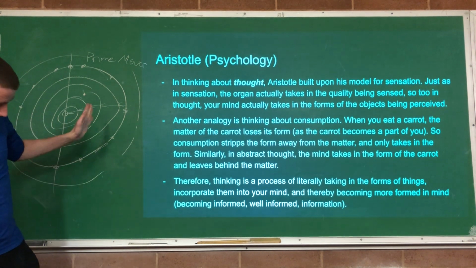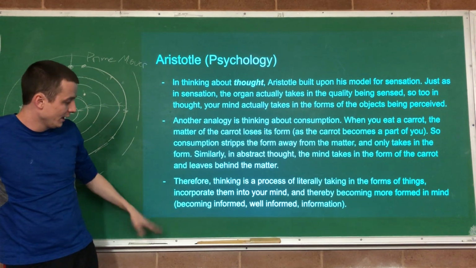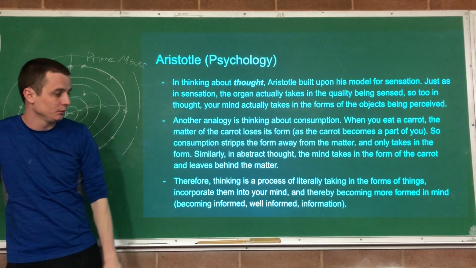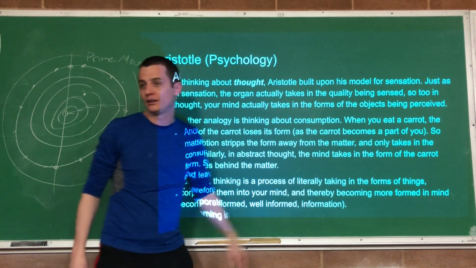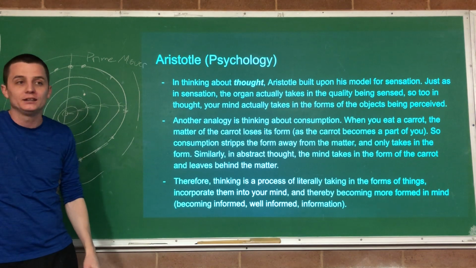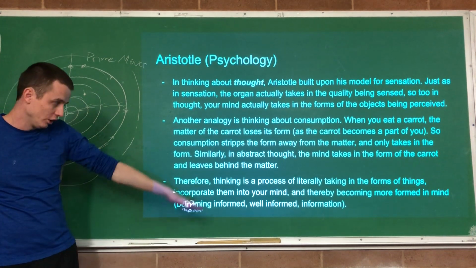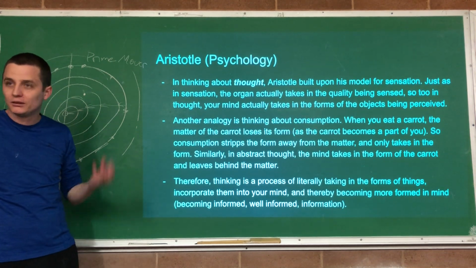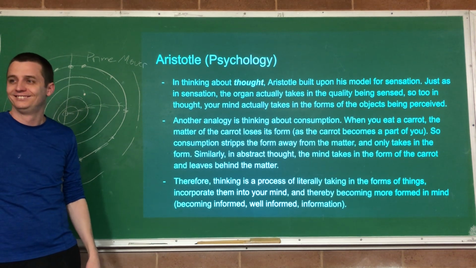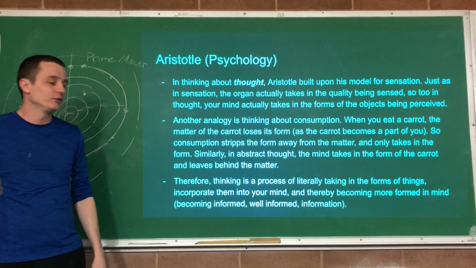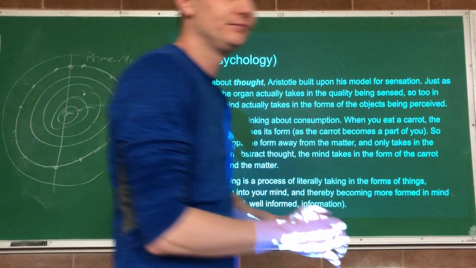Okay, so you take these forms in, incorporate them into your mind, and thereby becoming more formed in mind, or becoming informed or well-informed, or taking in information, things that can possibly become forms in a human mind. That's what information is, things that inform the mind. It's where we get all our notions of all the different ways we use that word inform. Talking about Aristotle's theory of learning. It's at the root of a lot of the ways we naturally talk about things. Make sense? Yeah.